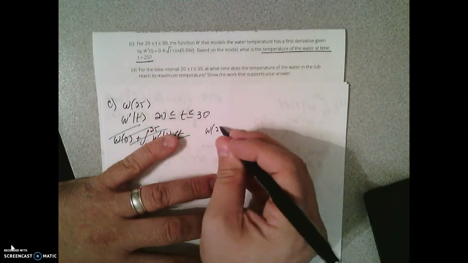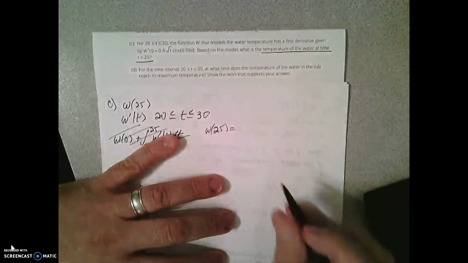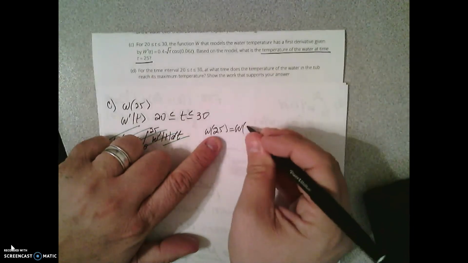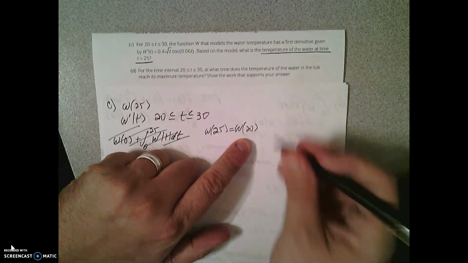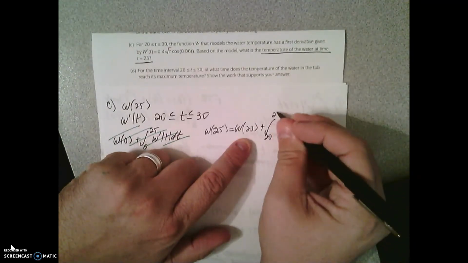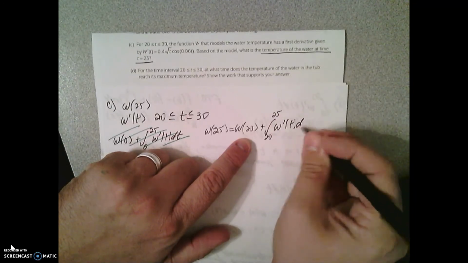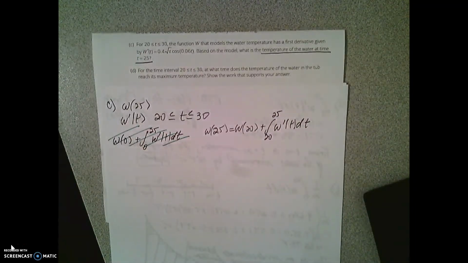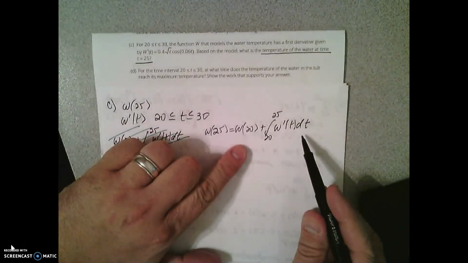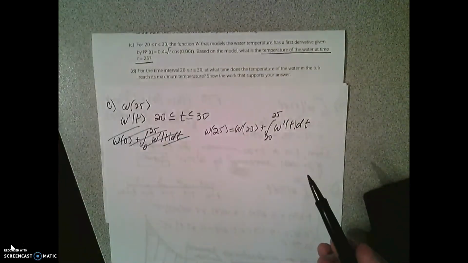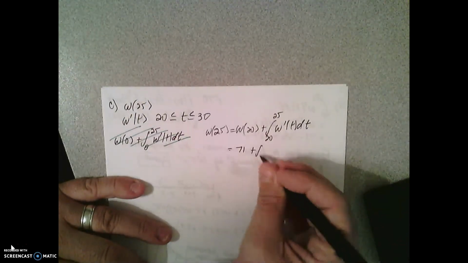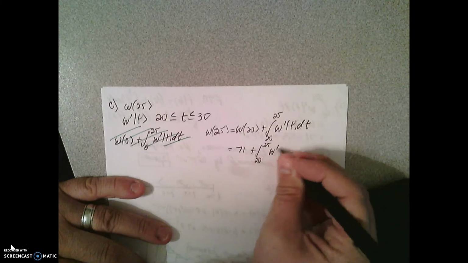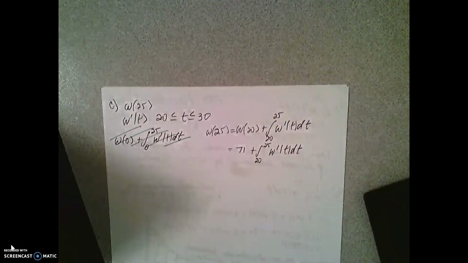What we can do is we can say the temperature of the water at time 25 is equal to the temperature of the water at time 20, which we do know, we were given that in the table above, plus the integral from 20 to 25 of w prime of t dt. That is a valid statement. We know the temperature of the water at time 20 is equal to 71 degrees. So 71 plus the integral from 20 to 25 of w prime of t dt.